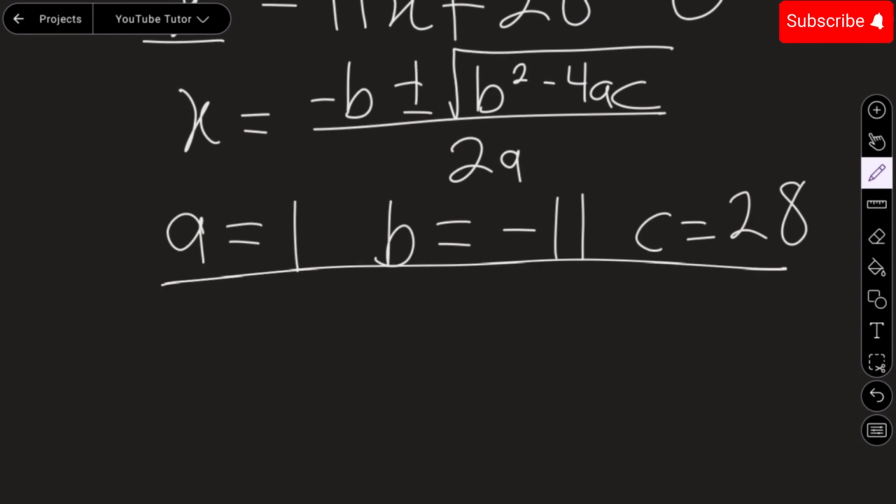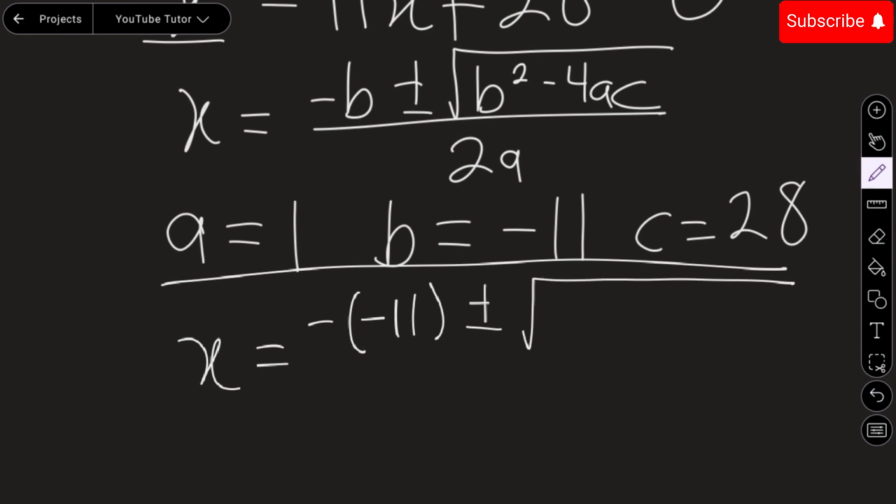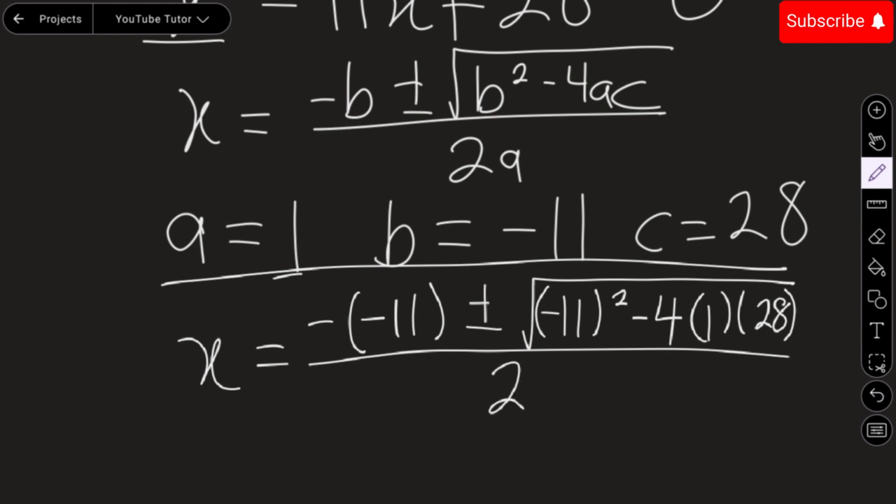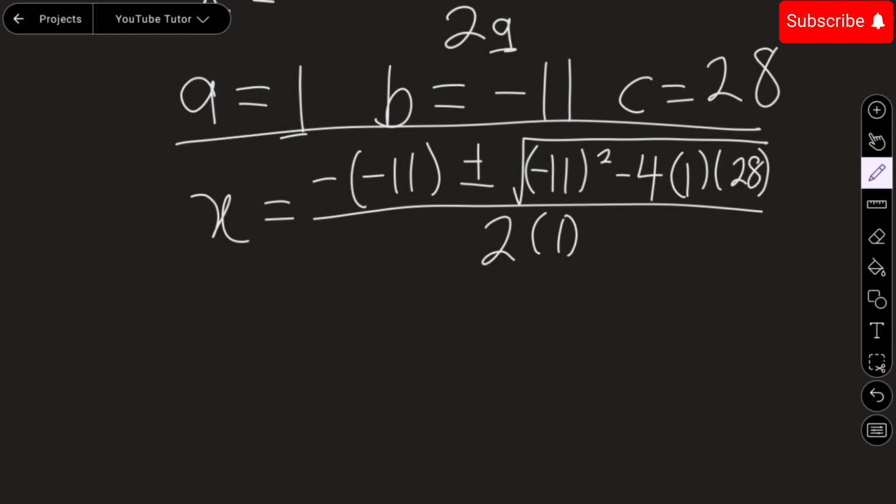So we are just going to go ahead and substitute these values into the almighty equation. That's why it's almighty. So x is equal to negative, negative 11 here like this, plus or minus root of, this gives us another negative 11 squared minus 4 times 1 and times what? C, 28, all over 2a. A is just 1, so it will be 2 times 1.